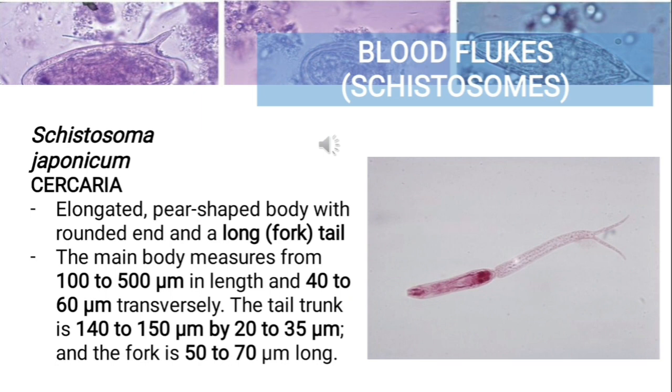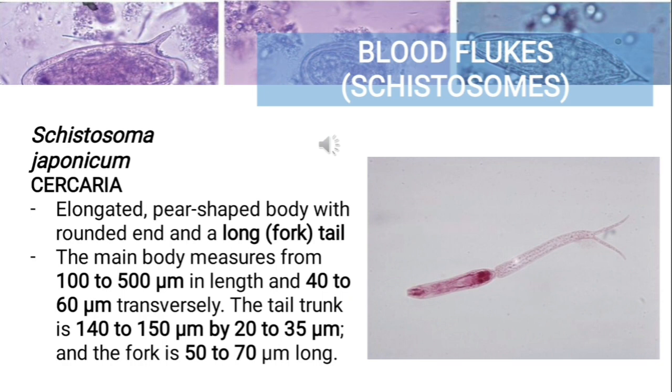The next one is our cercaria or cercariae, which is described as an elongated, pear-shaped body with a rounded end and a long forked tail, as you can see in the picture. The main body measures from 100 to 500 micrometers in length and 40 to 60 micrometers transversely. The tail trunk is 140 to 150 micrometers by 20 to 35 micrometers, and the forked tail measures about 50 to 70 micrometers long.